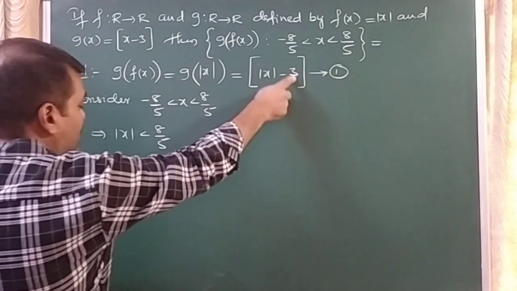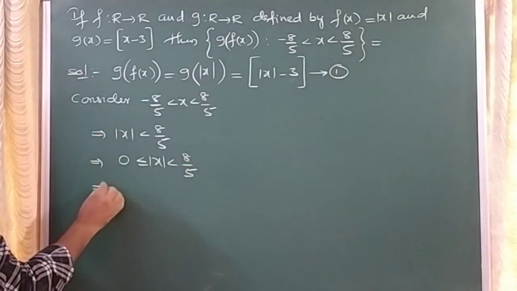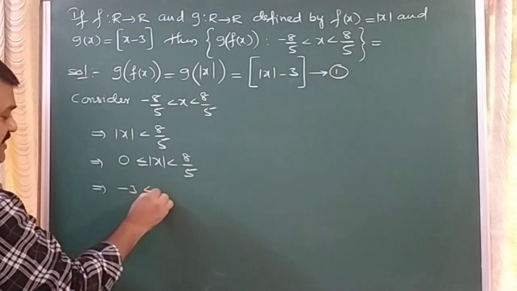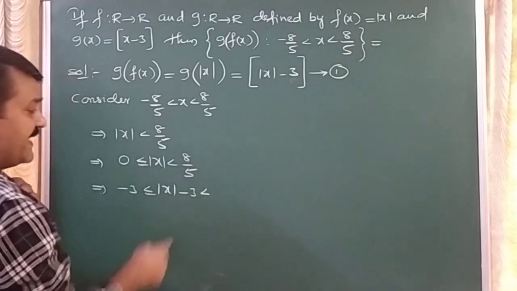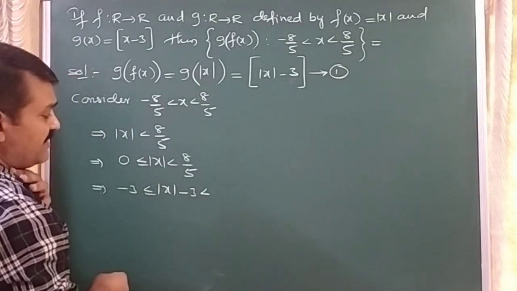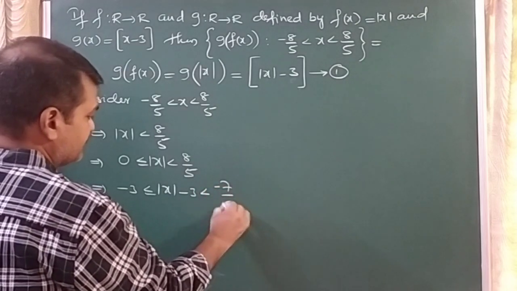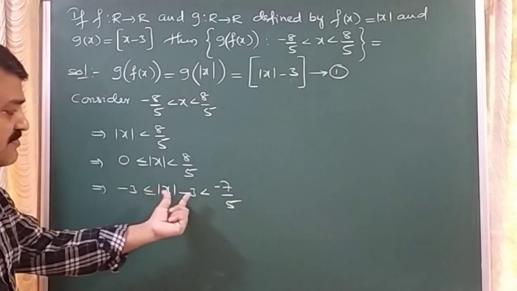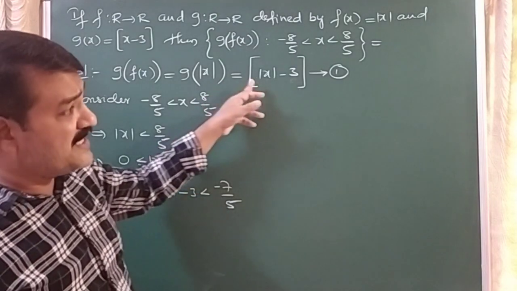Now subtract 3, because I want mod x minus 3. Subtracting 3, you will get minus 3 less than or equal to mod x minus 3 less than 8 by 5 minus 3. 8 by 5 minus 3 is minus 7 by 5. So mod x minus 3 lies in this particular interval. You want step of mod x minus 3.